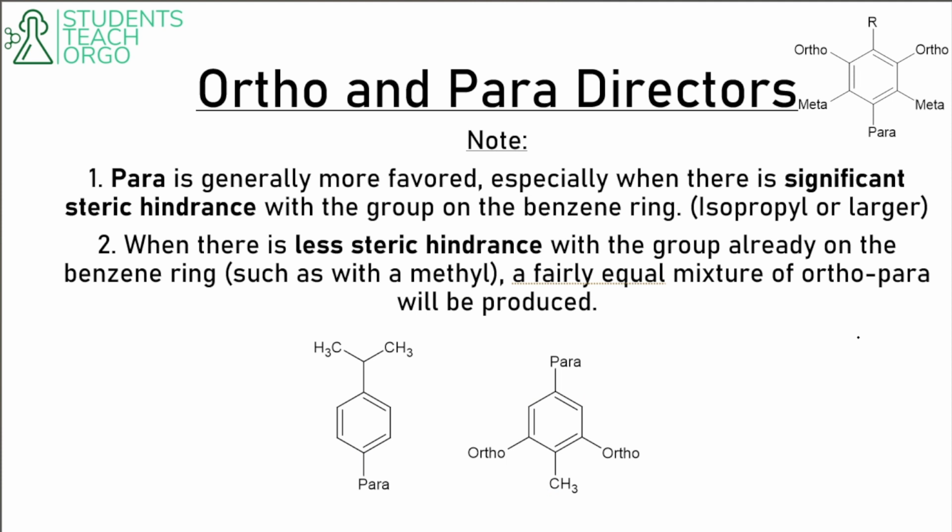So let's note that para is generally more favored, particularly when there's significant steric hindrance with the group on the ring, like isopropyl or larger. If you have an isopropyl group, even though it's an activating group, it's mostly going to form only para and not both ortho and para, because of steric hindrance in the ortho position. However, when you have a methyl group, it doesn't matter. Statistically speaking, you're going to get a fairly equal mixture of the two.